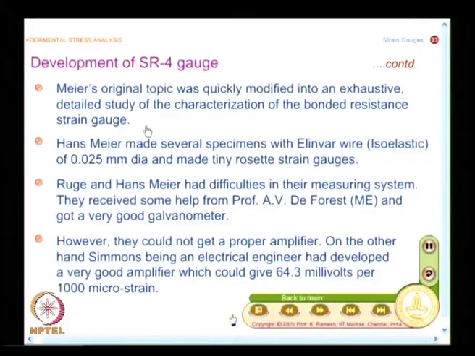shifted. And what is important is they had difficulty in the measurement system, because you are measuring small changes in resistance. So, you had another person, A.V. de Forest, a mechanical engineer, he gave a good galvanometer, but they did not have a good amplifier. See, electrical engineers know about amplification, and it was Simmons who had developed a very good amplifier. So, his contributions were also looked at.